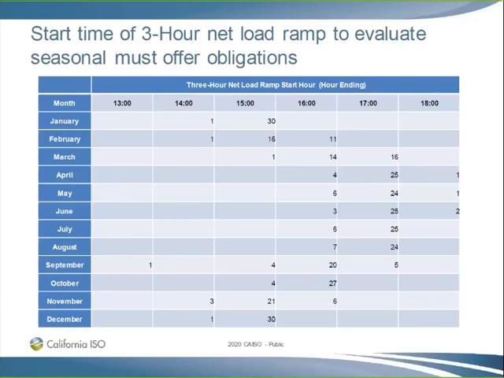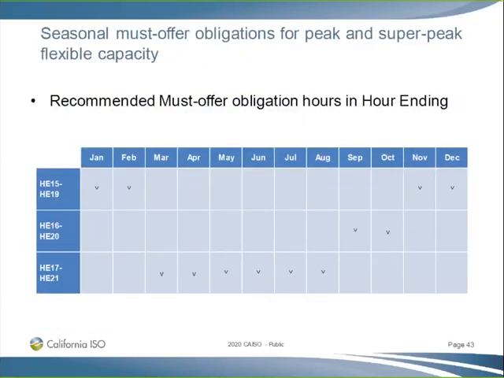So all this is nicely summarized in the next slide. You can go to the next slide, please. So you can see that's what I said. January, February, November, December will be hour 15 to hour 19, and September, October will be 16 to 20, and the rest of the months 17 to 21. So you can see the shoulder months gradually transition to the summer months and then back to the winter months.